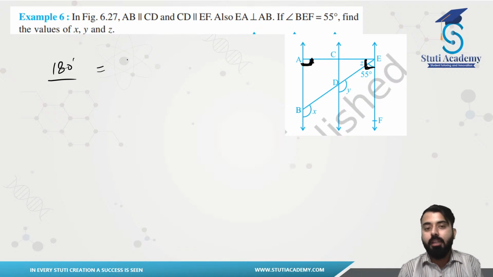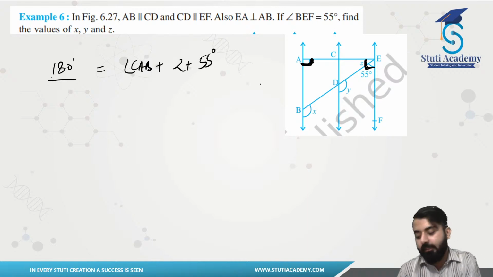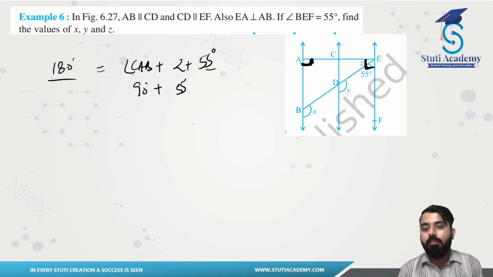So I know these two have to be 180. So that means angle CAB plus angle Z plus 55 degrees, that has to be 180, right? The sum of their co-interior angles is always 180. So I know CAB is 90. This is 90. This is 55. And that one is Z degrees, right? That is equal to 180. I hope you don't have any doubt in this.